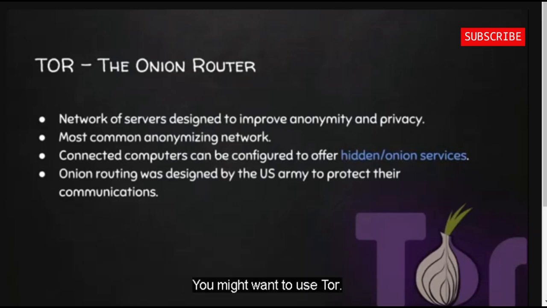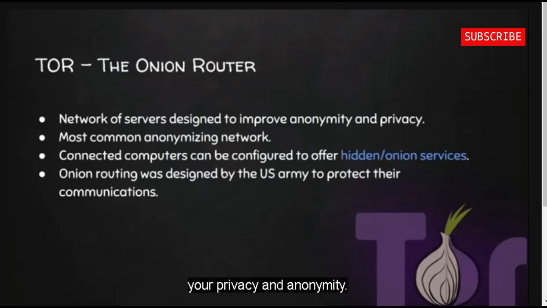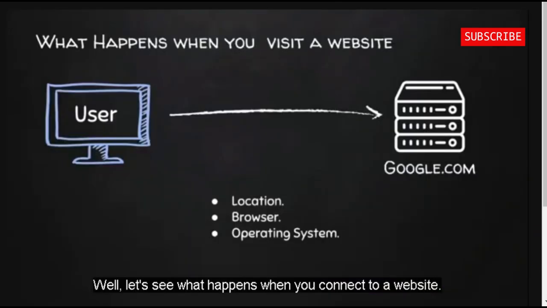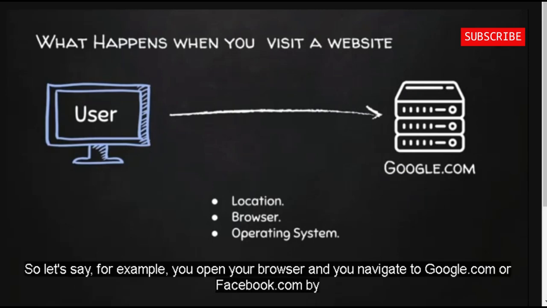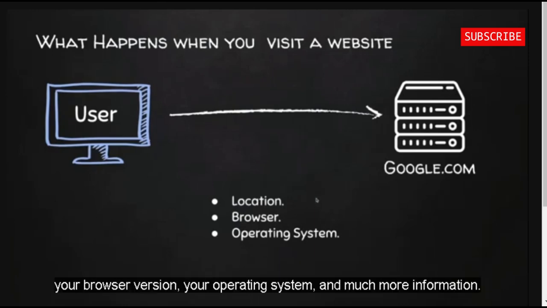You might want to use Tor even if you don't want to access the deep net. You can literally just use it if you want to protect your privacy and anonymity. So why you might want to do that? Well, let's see what happens when you connect to a website. Let's say, for example, you open your browser and you navigate to google.com or facebook.com. By default, without really doing or trying anything, these websites will be able to see your location, your browser version, your operating system, and much more information.